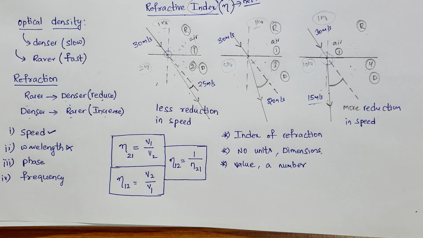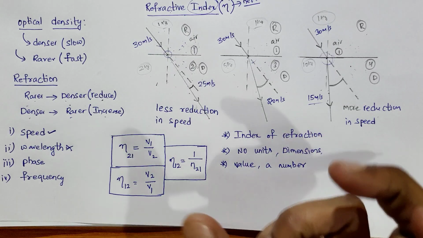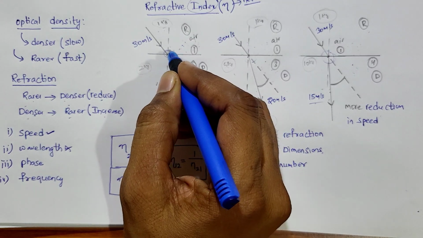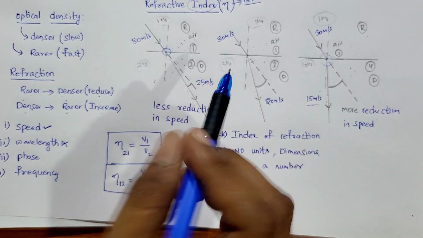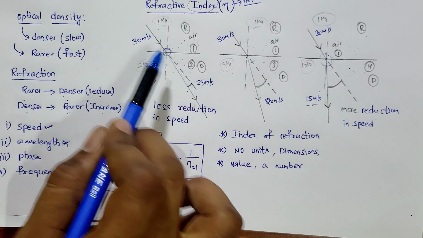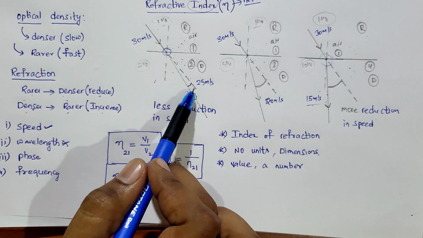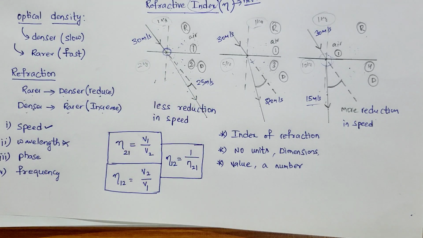Sir, what did we understand? There is a beautiful concept: we are going to measure how much refraction happened here by taking the values of the speeds. Are you getting my point or not? I hope you are understanding.